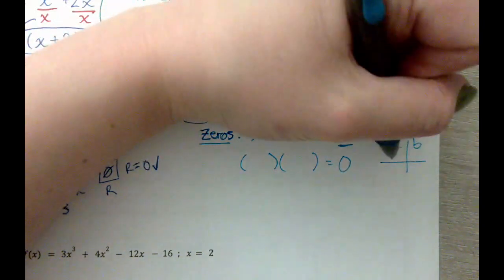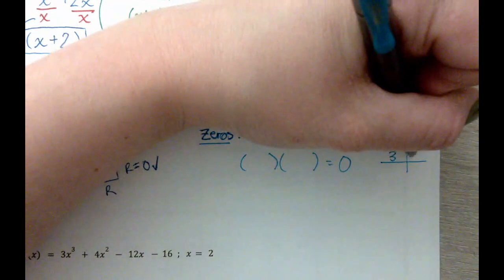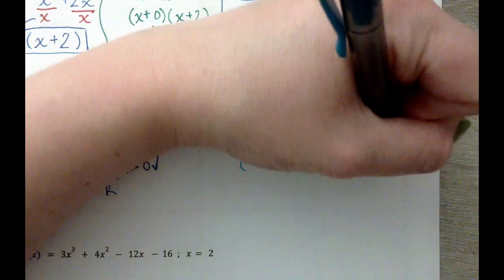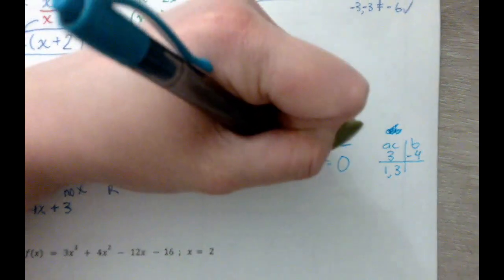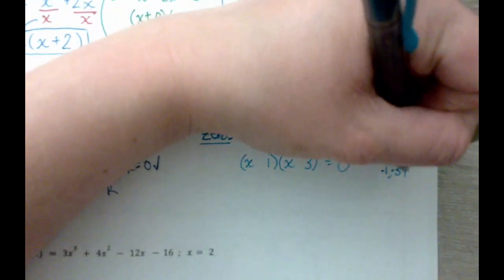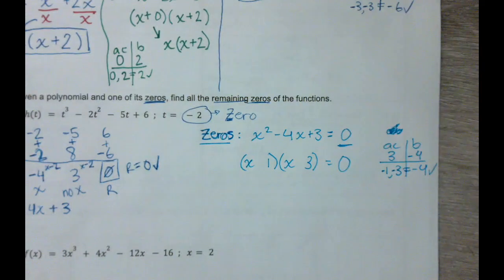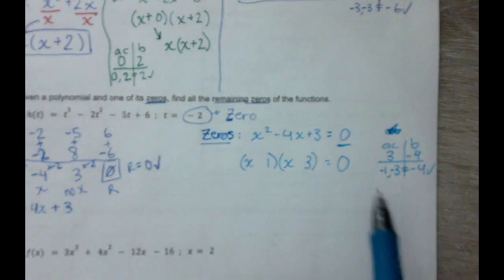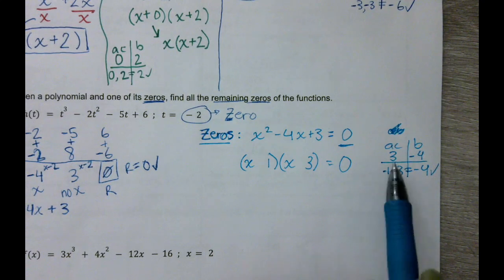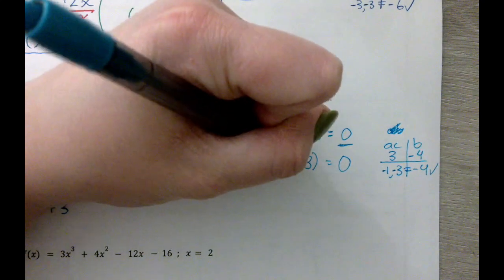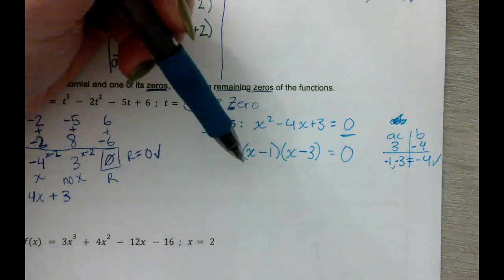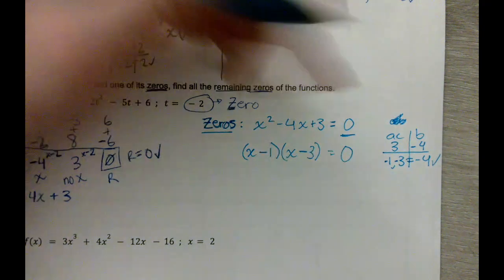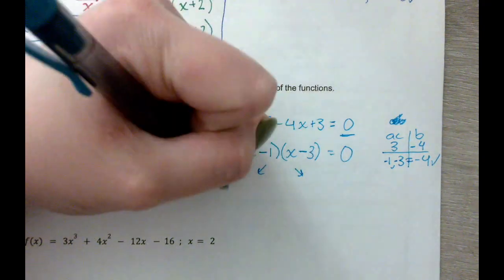A times C, 1 times 3, that's just 3. B is negative 4. 3 only has one pair of factors, 1 and itself. So we know we have a 1 and a 3 involved. To get negative 4, these both have to be negative. Negative 1 plus negative 3 is negative 4. And then when you multiply negative 1 and negative 3, you still get a positive 3. So it's x minus 1 and x minus 3. From here, to finish solving, because right now we have the factors, we need the zeros. You split and solve, set them both equal to 0.